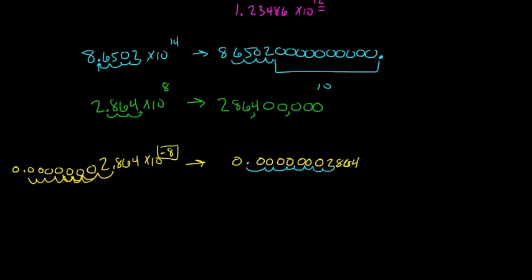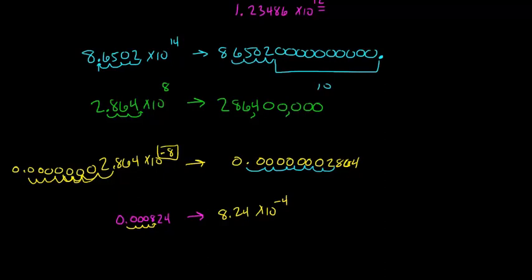Let's try one more. What if I give you the number 0.000824? We can convert this into scientific notation. In this case, I take my decimal place and I move to the right 1, 2, 3, 4 positions. So I have 8.24, and I moved the decimal 4 positions over, so it's times 10 to the minus 4th.